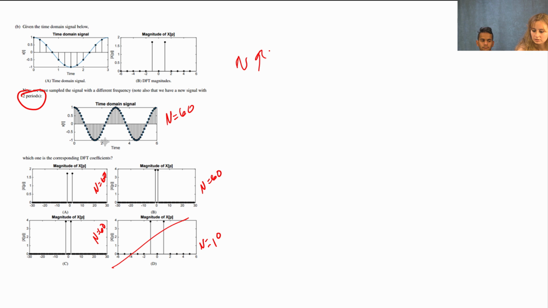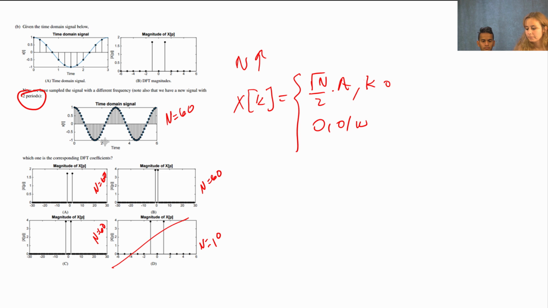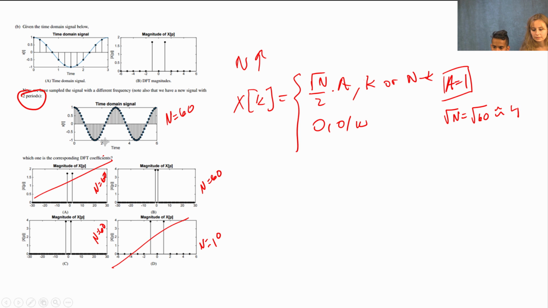And we know that the coefficients, xk, I think we've done this enough times by now, would be square root of n over 2 times amplitude for k or n minus k, and 0 otherwise. And the amplitude is 1, so it's just going to be square root of n over 2. Square root of 60 is what, 8? So 8 over 2 is 4. So we need to have a magnitude of around 4. So this kills A.